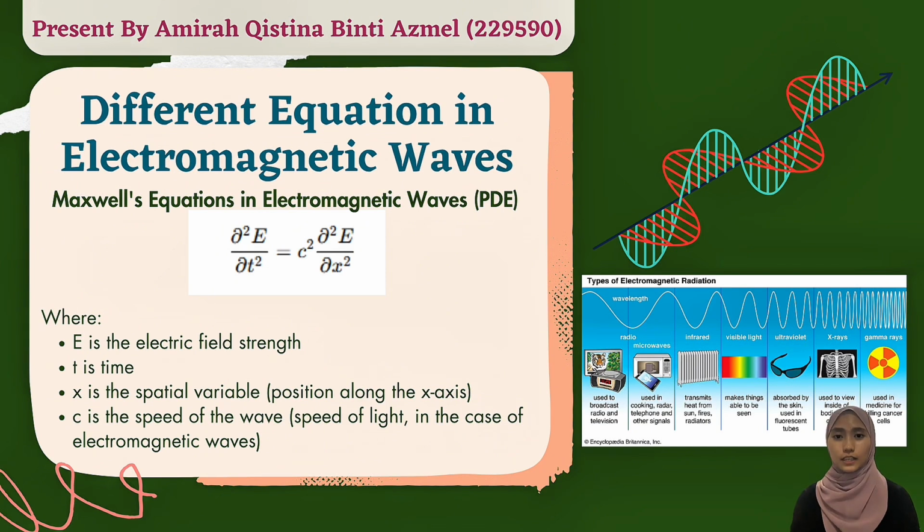Alright, so we will show you the equation of Maxwell. The equation we see here is where E is the electric field strength, t is time, x is the spatial variable, the position along the x-axis, and c is the speed of the wave, which is the speed of light in the case of electromagnetic waves. These equations describe how electromagnetic waves propagate through space and interact with their surroundings.